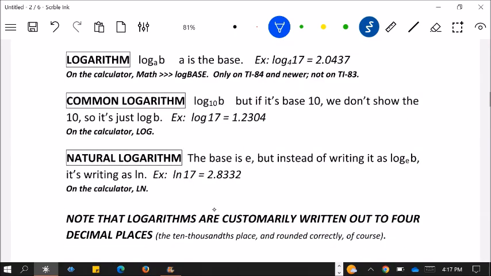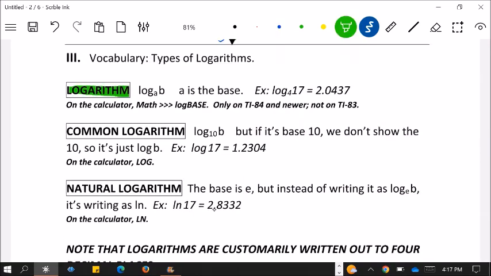Some important information: recognize the difference between logarithms and common logarithms. These are the ones that are base 10. It's common if it's base 10 because that's the most common.